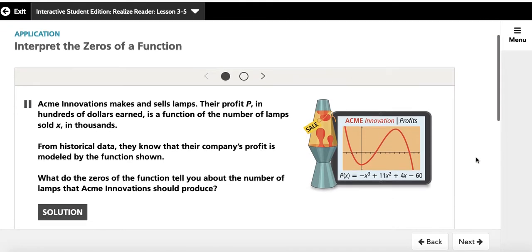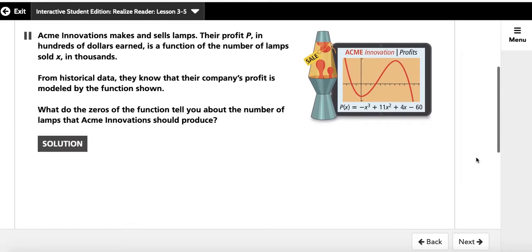Acme Innovations makes and sells lamps. Their profit, P, in hundreds of dollars earned, is a function of the number of lamps sold, x, in thousands. From historical data, they know that their company's profit is modeled by the function shown. What do the zeros of the function tell you about the number of lamps that Acme Innovations should produce?